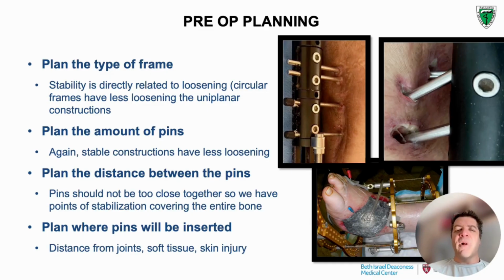And also, there are a few small details. We have to try to avoid putting two pins too close to one another, because if they're too close, they're going to work as only one point of fixation, so they're not adding stability to the construct. They cannot be too close to the ankle joint, and they cannot be close to the bone gap or the fracture, because the bone might crack, and the crack might extend to the joint, or to the fracture line close to the pin.